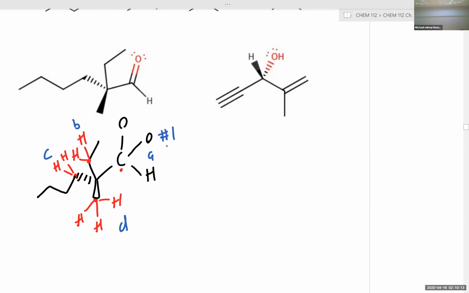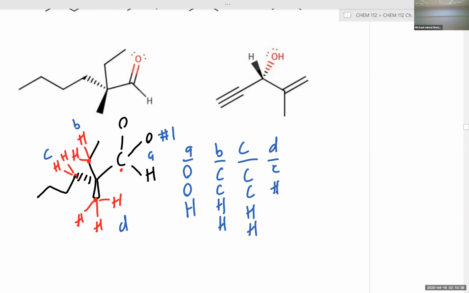Yep, because on our list of atoms attached, we have an oxygen and a hydrogen. Let's make a list for all of our carbons. For B, we have a carbon, a hydrogen, a hydrogen. For C, we have a carbon, a hydrogen, and a hydrogen. For D, we have a carbon, a hydrogen, and a hydrogen.